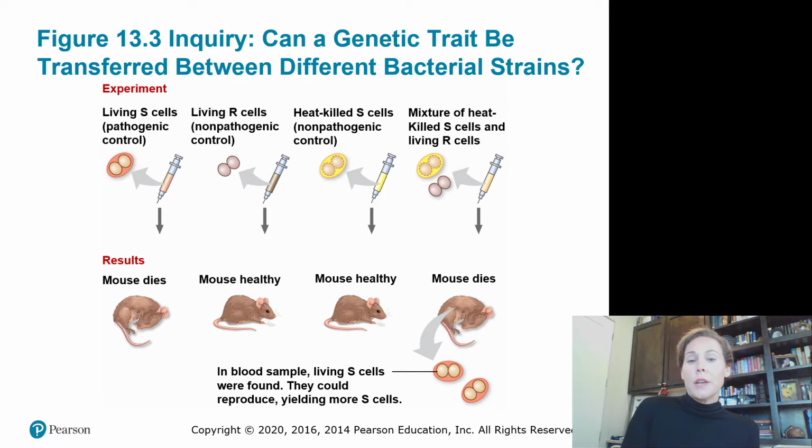And he did that so that he could show that the heat introduced into the strains is not what is hurting the mouse. But when you killed the pathogenic strains with heat and combined it with the non-pathogenic strains, the mouse still died. So he introduced pathogenic genes into the non-pathogenic genes.